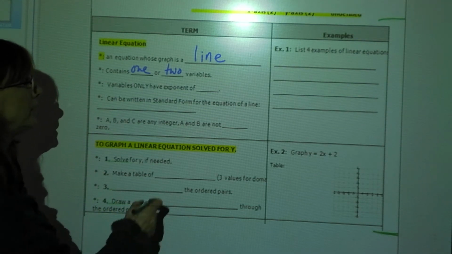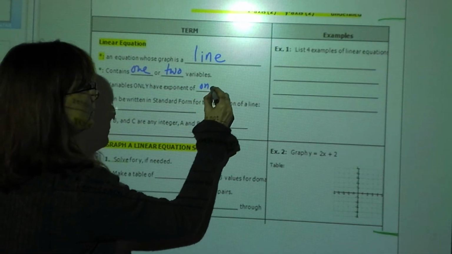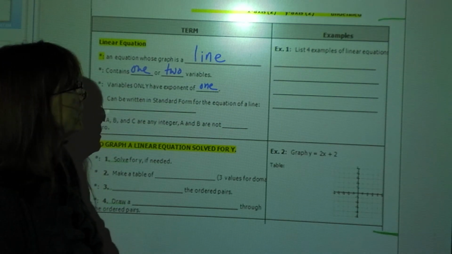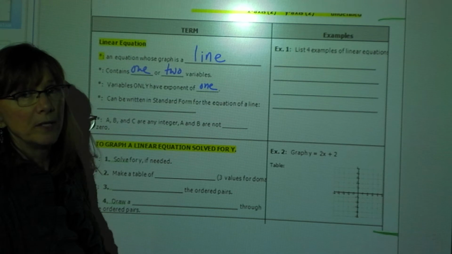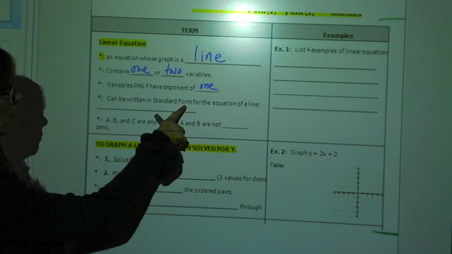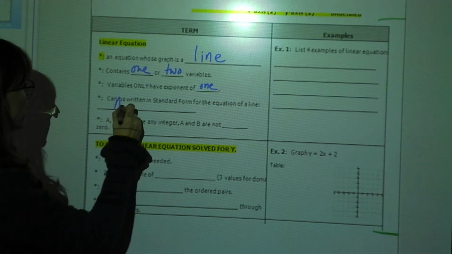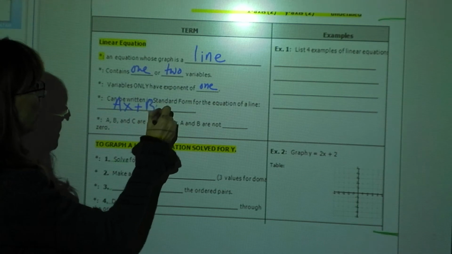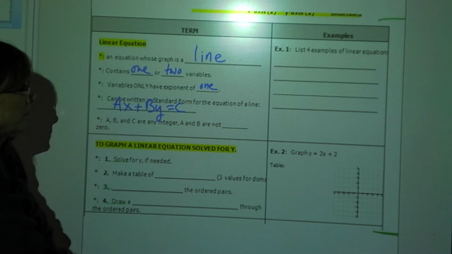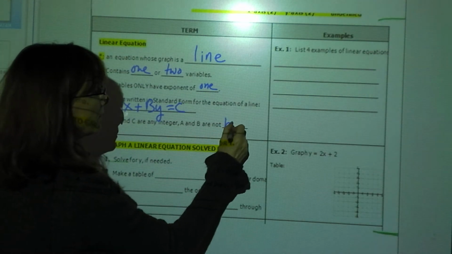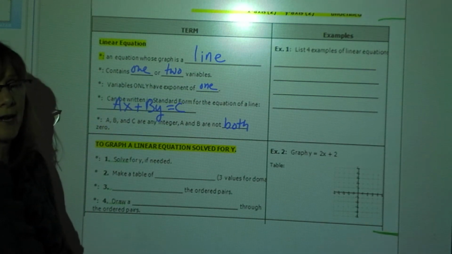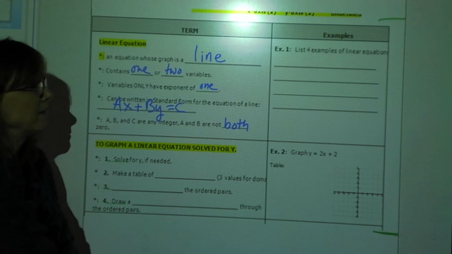And the variables only have exponents of 1. Okay, so if you have an exponent of 2 or higher, it wouldn't be a linear equation. Also, if you have negative exponents, it wouldn't be a linear equation. A linear equation can be written in standard form. So the standard form for an equation of a line is ax plus by equals c. Now, a, b, and c have to be integers. And a and b are not both 0. Okay, so one can be 0. You can have a 0 or you can have b 0, but they can't both be 0.